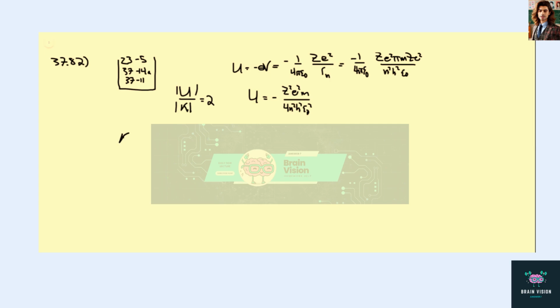So first, we need to figure out what K is. Well, K can be written as the total energy minus the potential here. So the total energy is given as negative Z squared e to the fourth m over 8 epsilon naught squared h squared n squared. And now we can subtract off our U, which is e squared m over 4 n squared h squared epsilon naught squared.